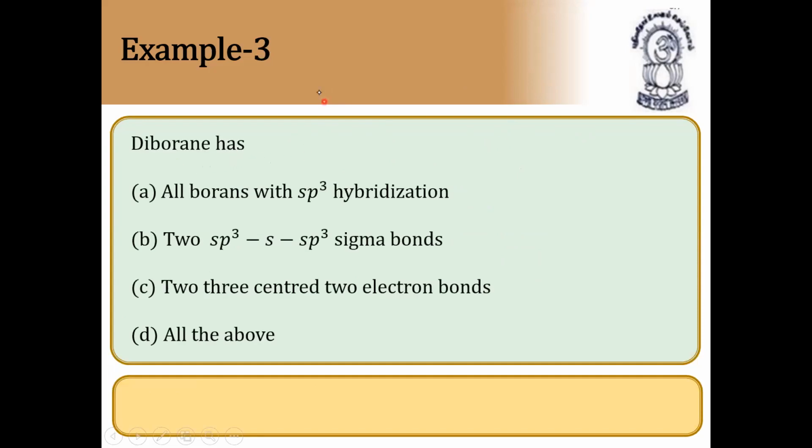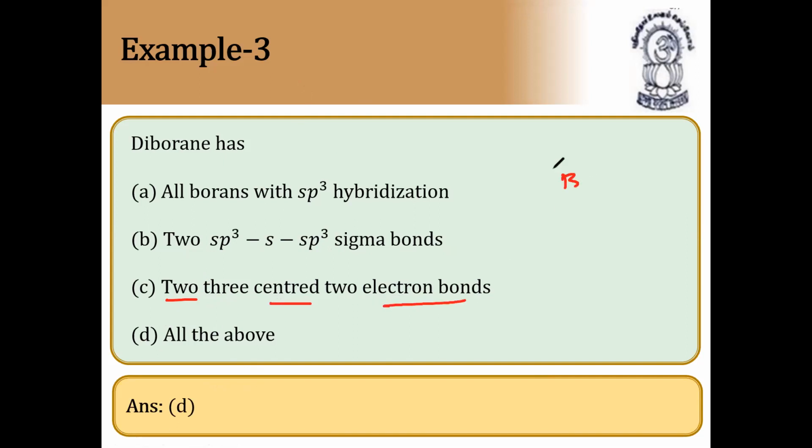Diborane has all borons with sp3 hybridization, two sp3-sp3 sigma bonds, two three-centered 2 electron bonds, all the above. So the answer is that it contains, as I told you, sp3 hybridization. It contains two sp3 sigma bonds, and it contains two three-centered, 2 electron bonds. You listen carefully. This is two three-centered, 2 electron bonds.